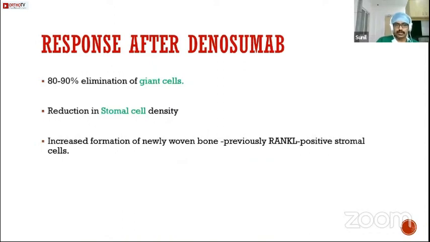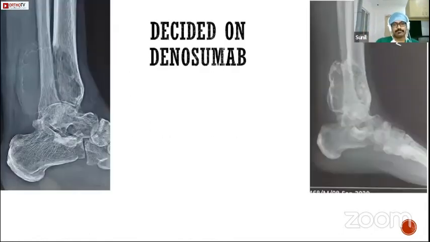When you take a resected specimen of a GCT and analyze it in the pathology lab after treatment with denosumab, it shows that it can eliminate up to 80 to 90% of giant cells, with a reduction in stromal cell density. And there is increased new bone formation in places where stromal cells were positive for RANK ligand. But you should note that there are three components of a giant cell tumor: one is the giant cells, the stromal cells, and the third one is the tumor. There is no tumoricidal effect by denosumab.